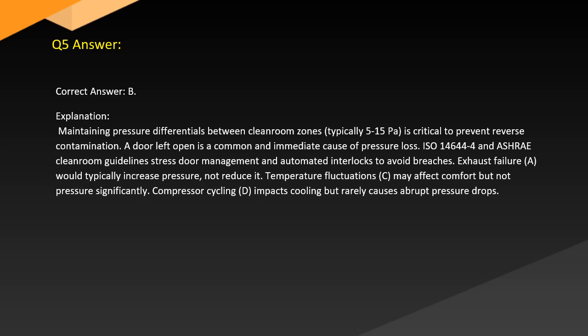Answer. Correct answer: B. Explanation. Maintaining pressure differentials between cleanroom zones, typically 5 to 15 pascals, is critical to prevent reverse contamination. A door left open is a common and immediate cause of pressure loss. ISO 14644 and ASHRAE cleanroom guidelines stress door management and automated interlocks to avoid breaches.